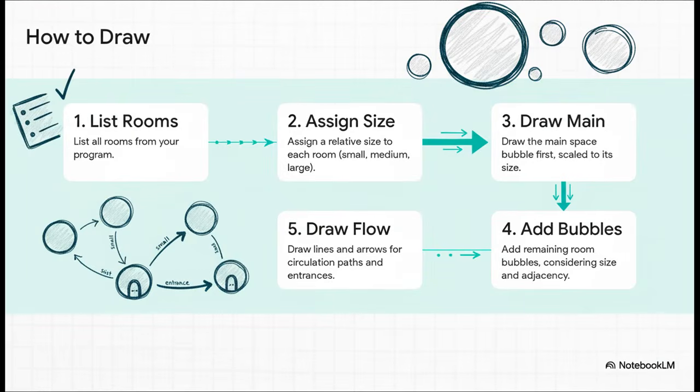Next, just go down that list and give each room a relative size, nothing fancy, just small, medium, or large. Then you're going to draw your biggest, most important bubble first, like the living room or main office area. This is your anchor. After that, start adding in the other bubbles, keeping their rough size in mind and thinking about which rooms need to be next to each other. And finally, draw lines connecting them to show how you'd walk between them. You can even add little arrows to show where you think doors might go.